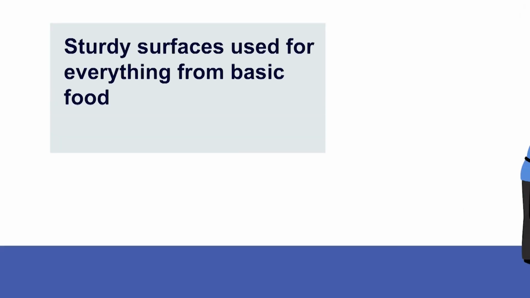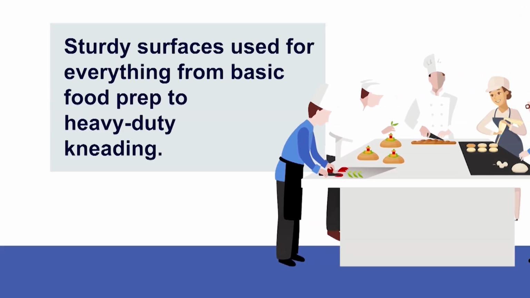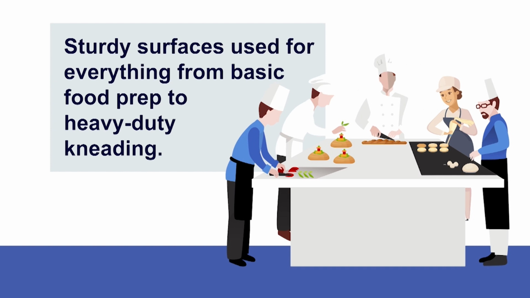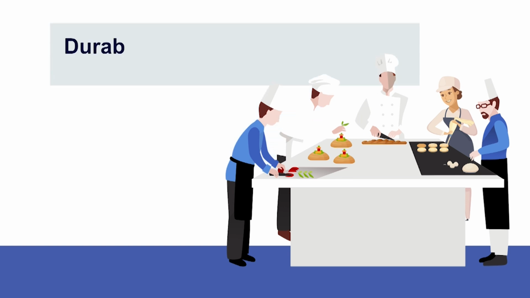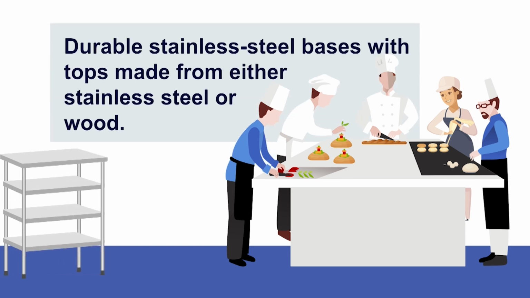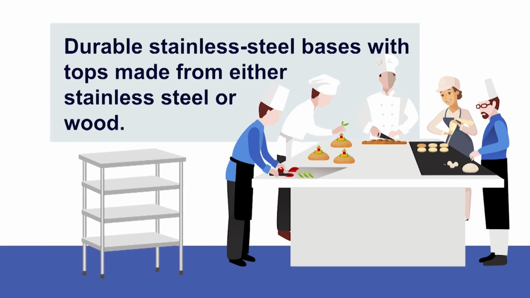Working tables. Working tables or bakery tables are sturdy surfaces used for everything from basic food preparation to heavy-duty kneading. Most bakery tables have durable stainless steel bases with tops made from either stainless steel or wood.